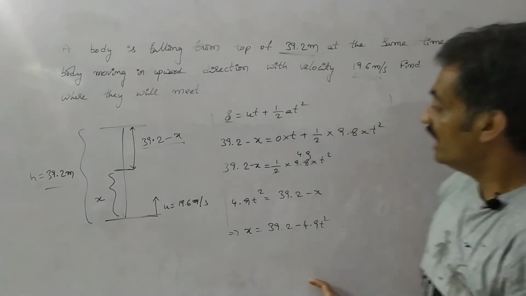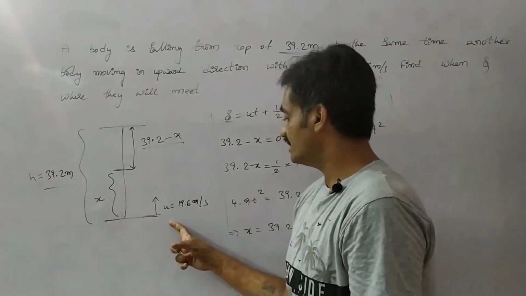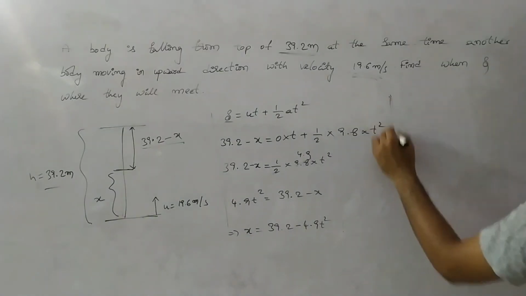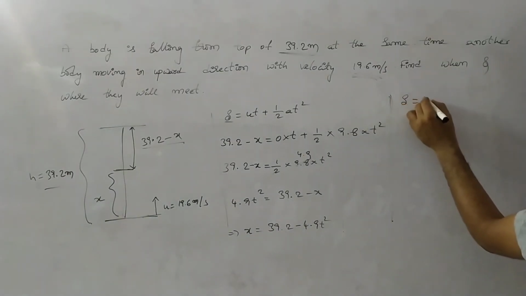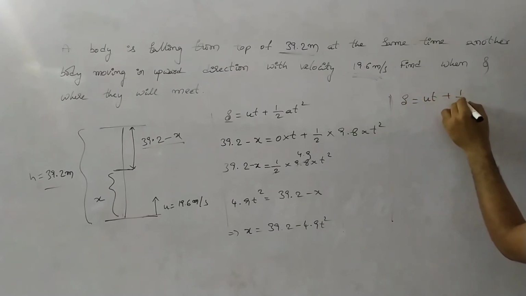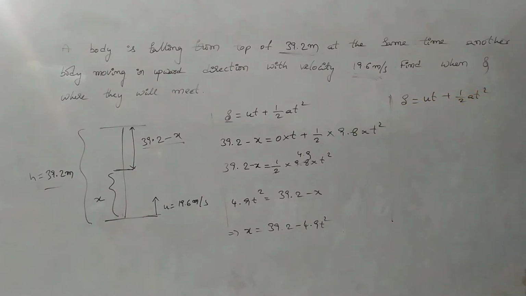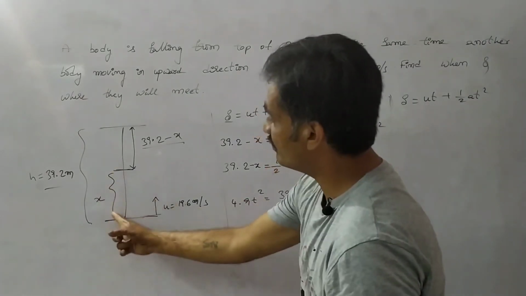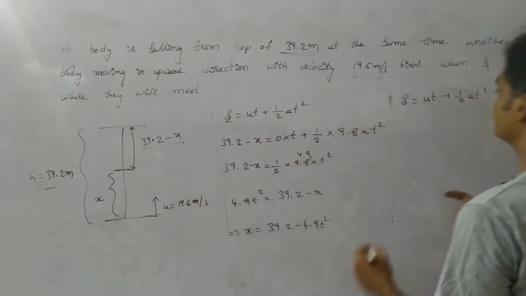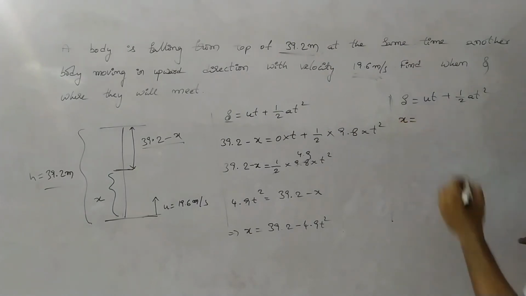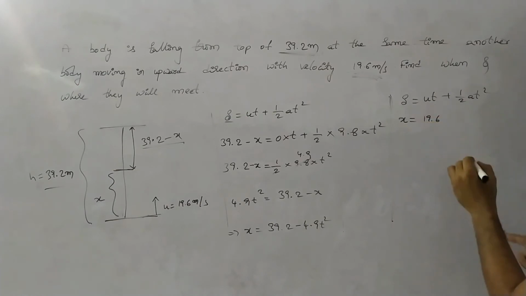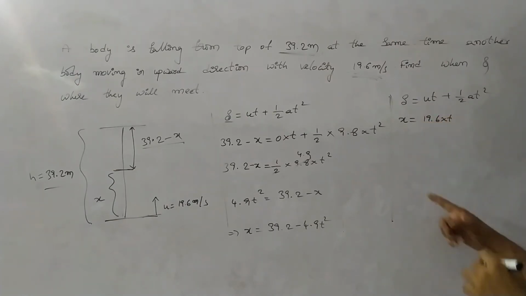Again, now let us consider the case of the body which is traveling in the upward direction. Again consider the same equation s equals ut plus half at square. Here the distance traveled by the body when they meet is x. From this, x equals initial velocity 19.6 into t.